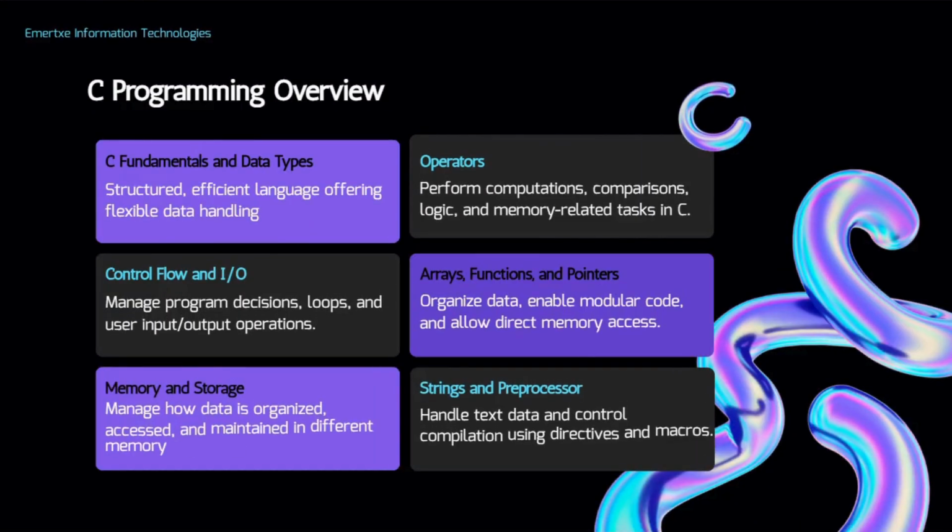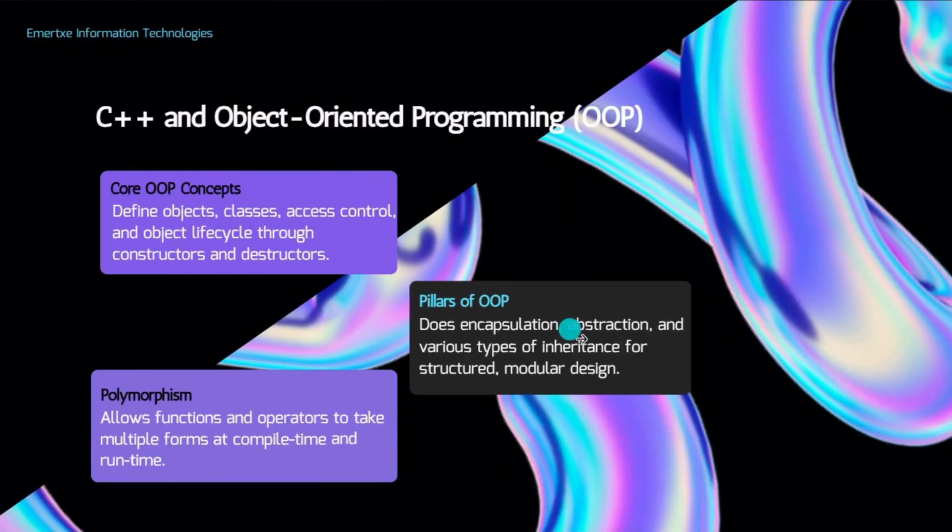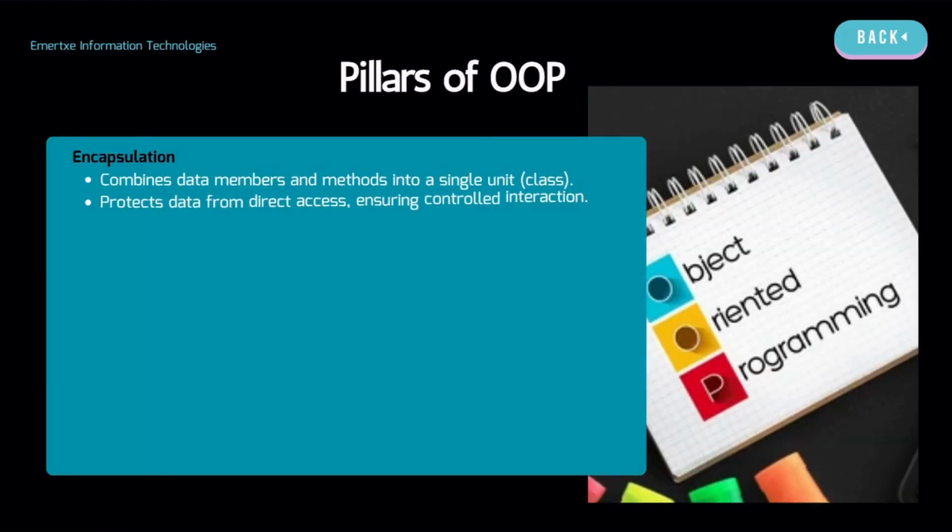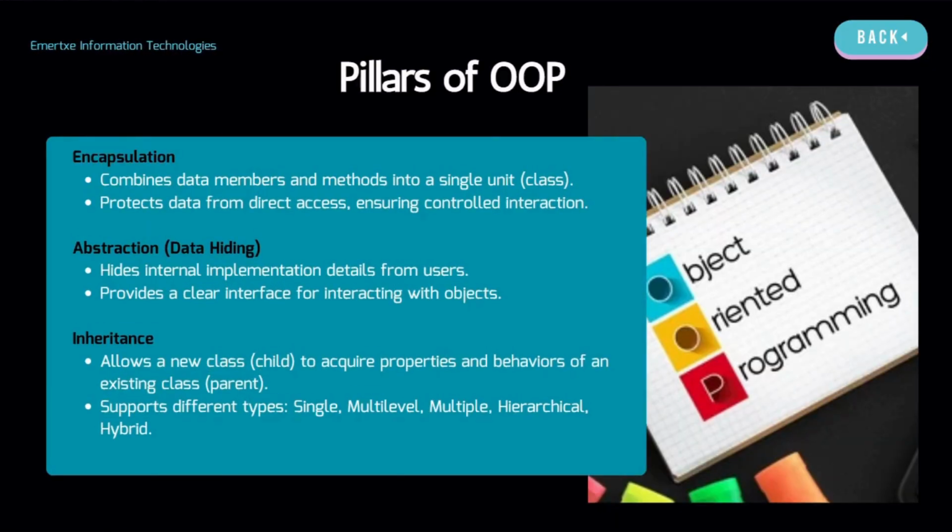Now, let's look at the most prominent pillars of OOP. We have covered four pillars of OOP. First being encapsulation, combining data and methods within a class. Second being abstraction, hiding internal details from the user.